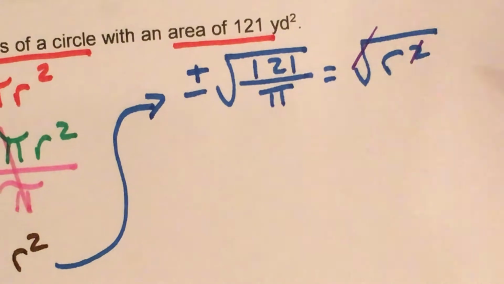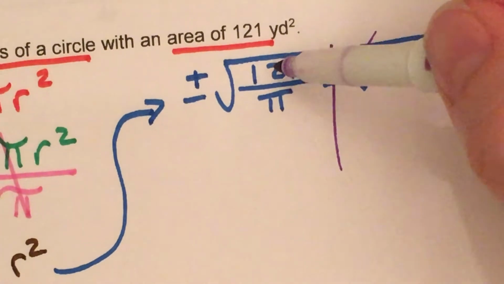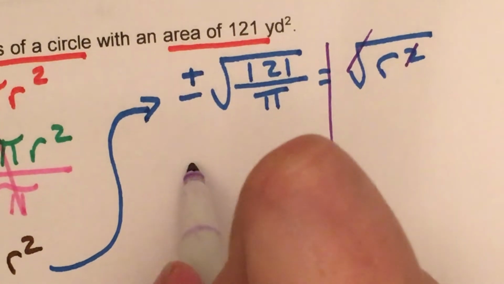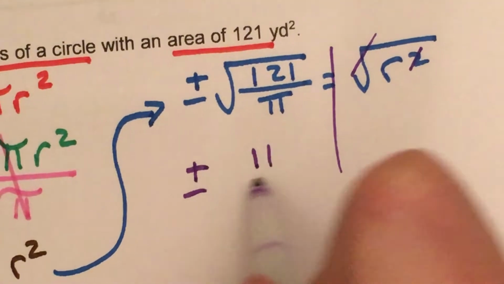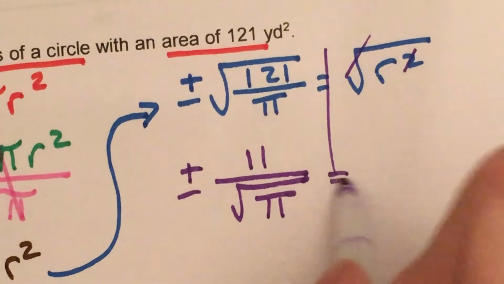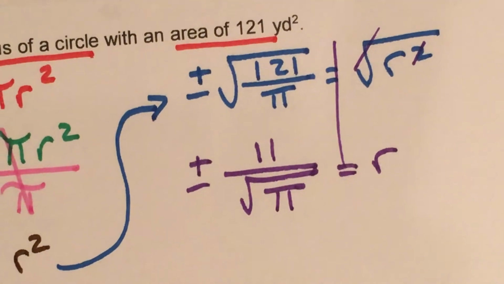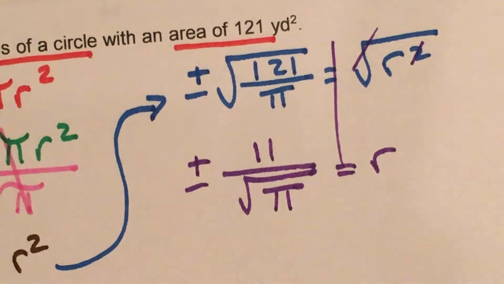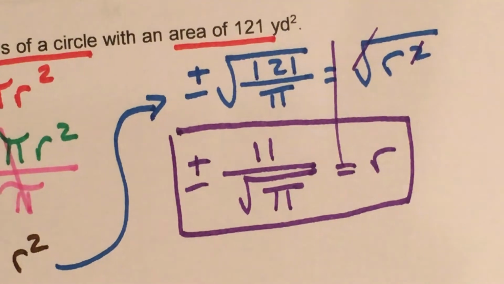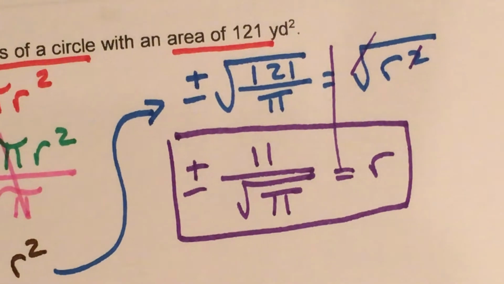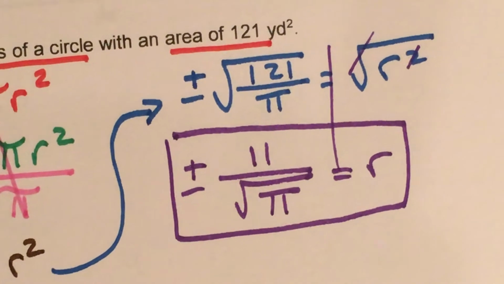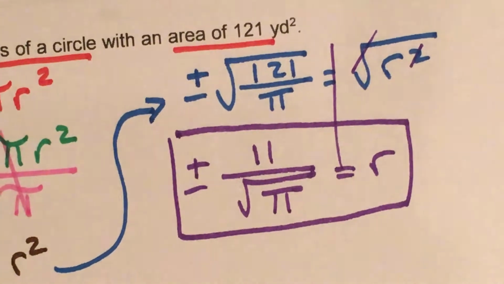So my square root and my square cancel out. So what's the square root of 121? Do you remember? It's 11. But I don't have the square root of pi yet. Okay. So technically, you could say this is done. It's very not attractive. Very, very not attractive. But it's done. So again, we have this question of positive versus negative.